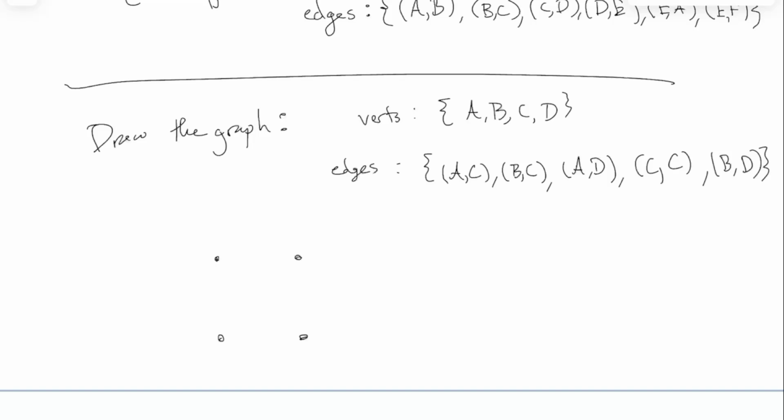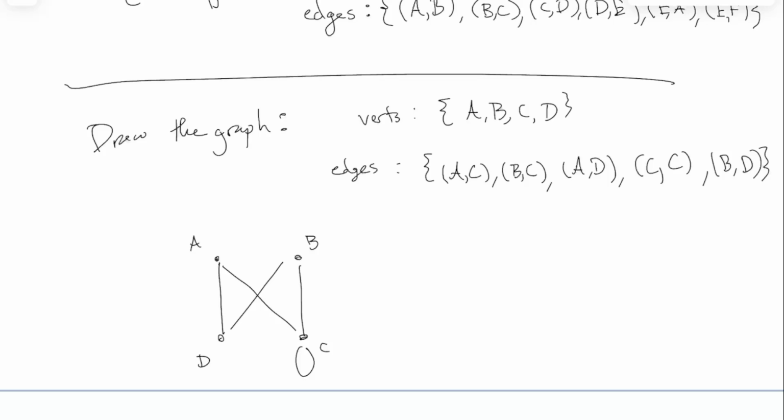So when you begin, you have no idea what this is going to look like, but it has 4 vertices, so I would just start by making 4 vertices and call them whatever you like. A, B, C, D, maybe like that. Now, you might have called them in a different arrangement, which is fine. Now I'm just going to go down the list and make edges for all those. A to C is like that. B to C is like that. A to D is like that. C to C is like that. And B to D is like that. There you go. This is what the graph should look like.